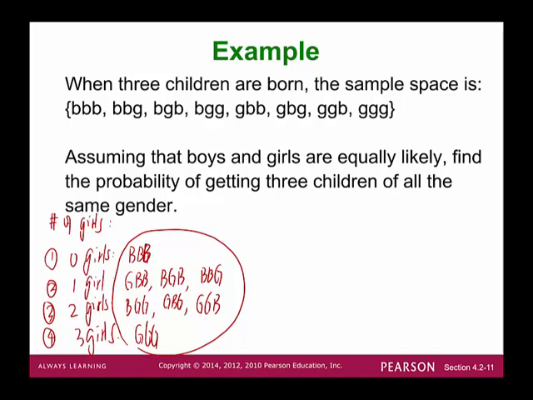Assuming boys and girls are equally likely, I find the probability of getting 3 children of the same gender, either boy, boy, boy, or girl, girl, girl. So the probability of getting the same gender will be 2 out of 8, so it's a quarter. Also, you can write it as 0.25 since it's a well-rounded answer.